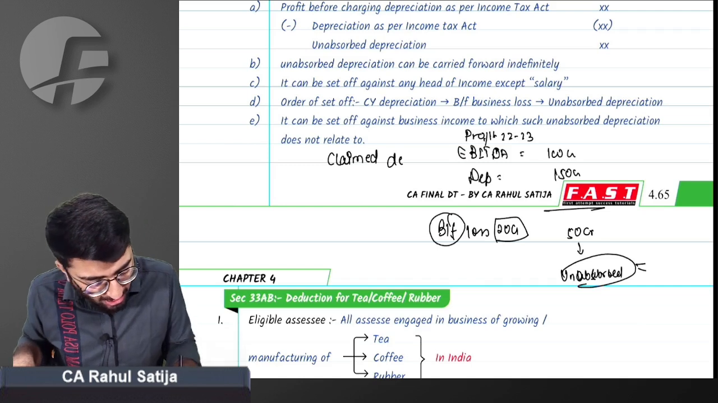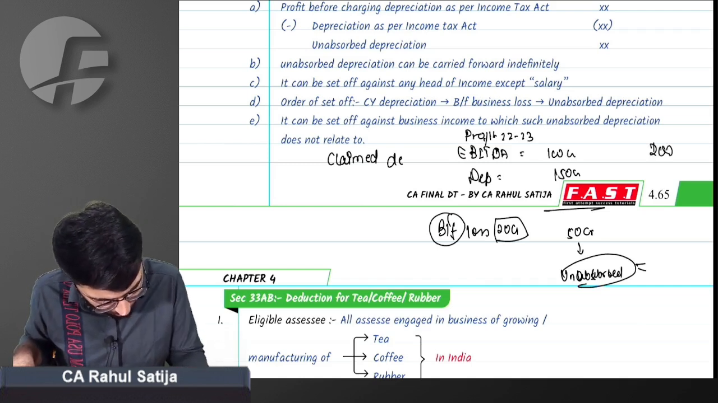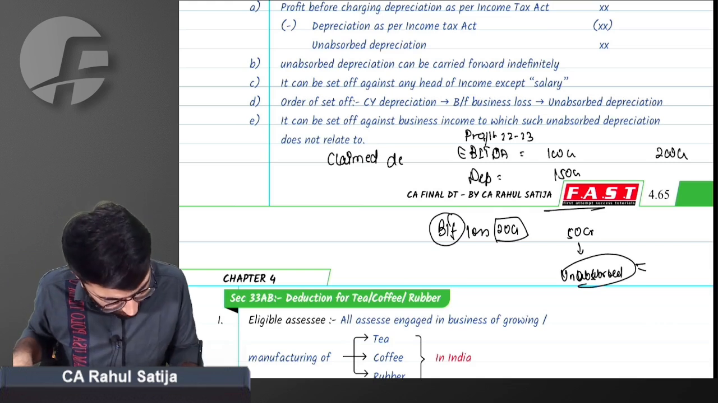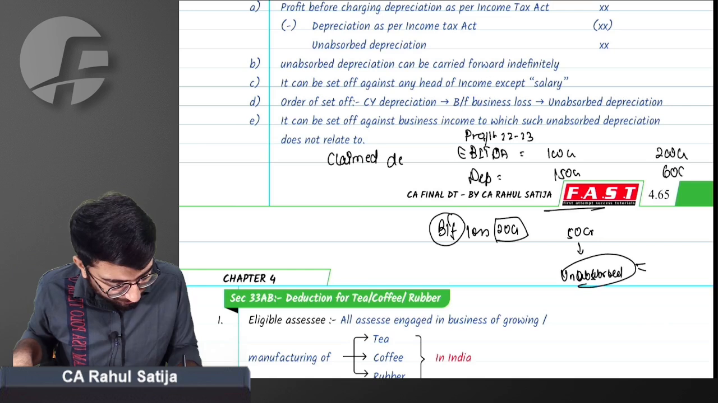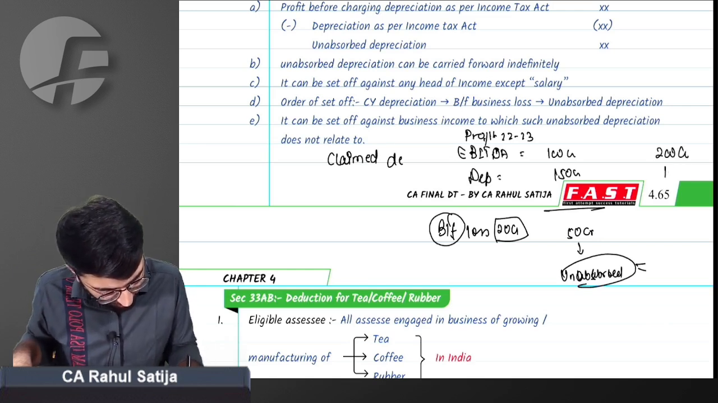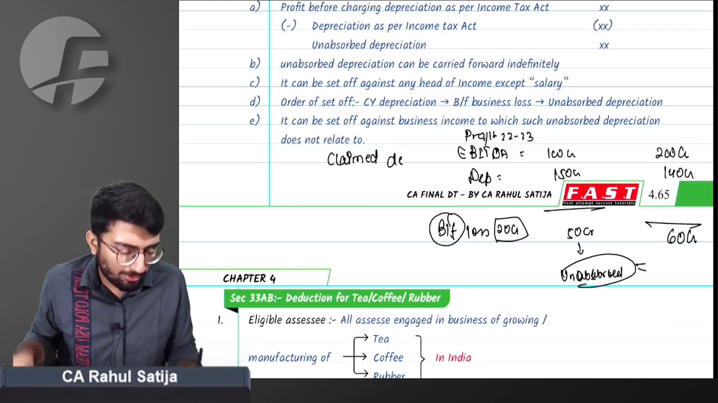Sir, for example, what happens? I have a gain of, for example, 200 cr. Current year depreciation turns out to be, for example, 140 cr. Sir, my profit turns out to be 60 cr.